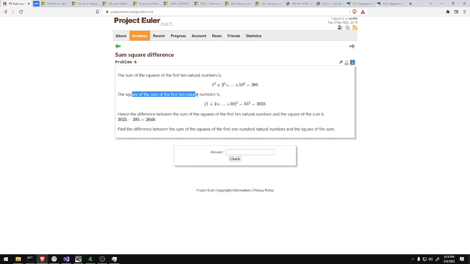The square of the sum is 1 plus 2 plus so on, squared, equals 55 squared, so adding those up first, then squaring, you get this much bigger thing, 3025. And then the difference between them is 2,640. So there's the gap between squaring first and squaring second. Find the difference between the sum of the squares of the first 100 natural numbers and the square of the sum. So we're doing the same thing, finding the absolute value of the difference between these two expressions for the first 100 natural numbers.